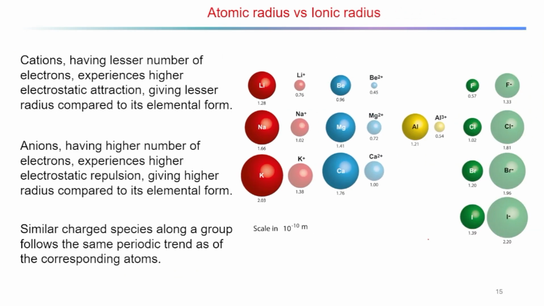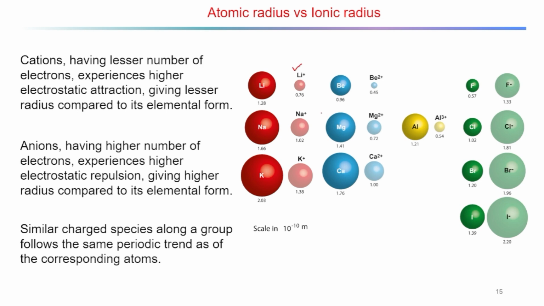Now we will discuss some concepts regarding atomic radius and ionic radius. Cations, having a lesser number of electrons, experience higher electrostatic attraction, giving a lesser radius compared to the elemental form. So let's see, we have these elements here in the elemental form: lithium, sodium, potassium, beryllium, magnesium, calcium, and on this side we have fluorine, chlorine, bromine, iodine. Now in these atoms we have the same number of protons and electrons. But when we take out an electron, the number of protons is more and the number of electrons is less. That time we get cations.